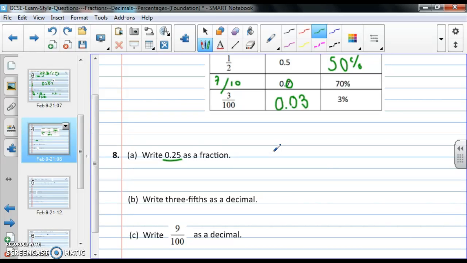Remember when we simplify, we look for a number that we can divide the top and the bottom by, till we can't divide it any further. Once you've paused it, you can check your answer. So when I look, I've got 25 out of 100, because I've got 25 hundredths. Then, when I want to simplify that, I can divide both of those numbers by 25. So I'm going to divide the top and the bottom by 25. And that gives me an answer of 1/4.